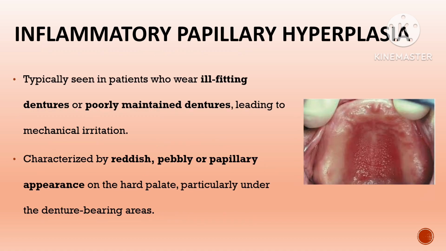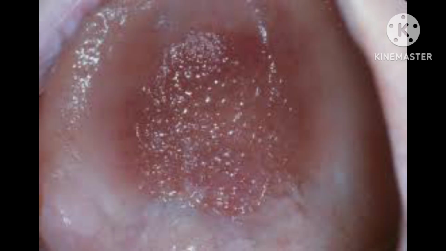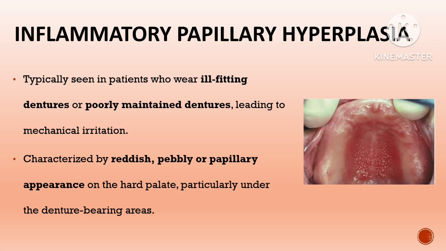Papillary hyperplasia is a reactive lesion of the hard palate, especially under the denture bearing area. Clinically, it appears as pebbly, cobblestone-like red nodules which may cover a large area of palatal mucosa. These lesions are usually asymptomatic, though discomfort may occur if a fungal infection is also present.